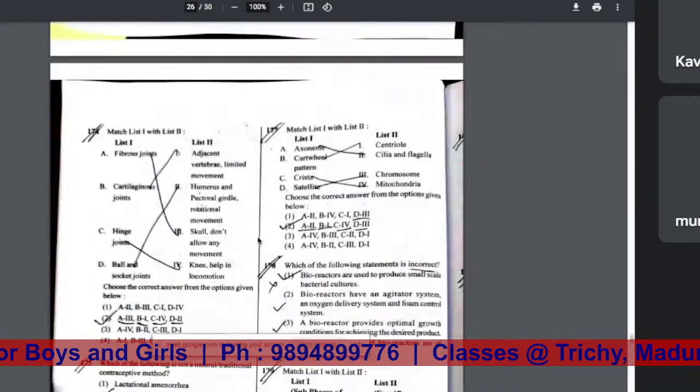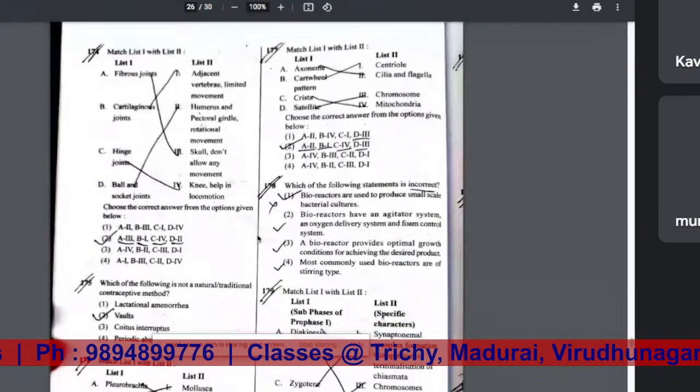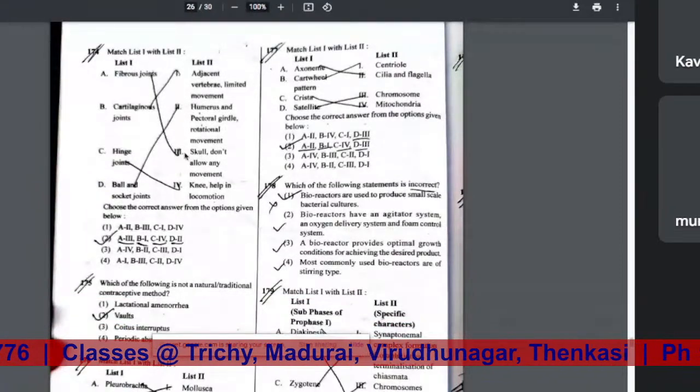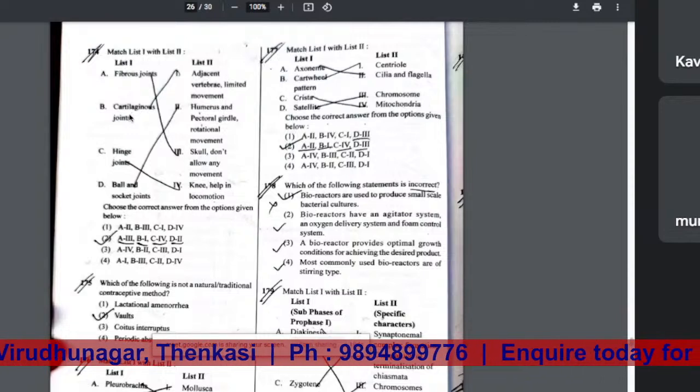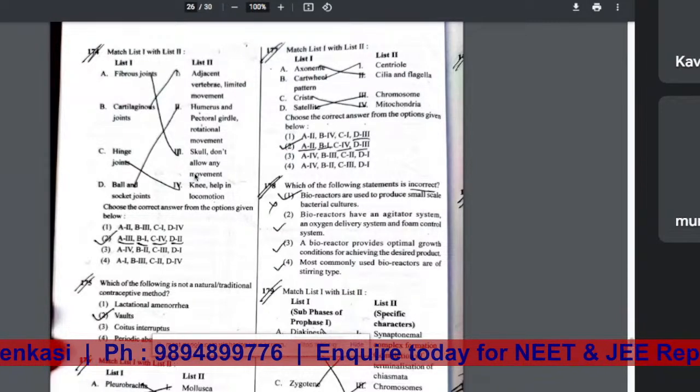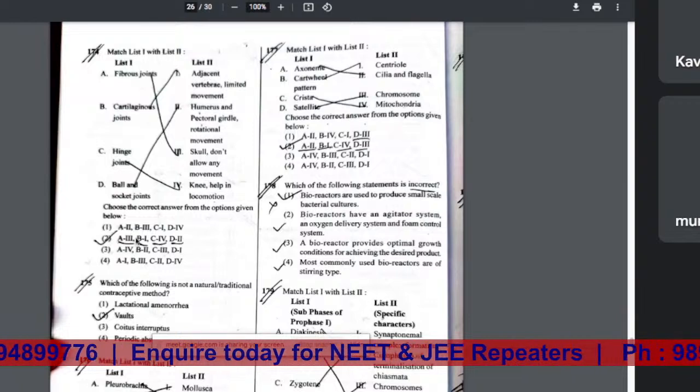Moving on to the 174th question, you should know that fibrous joints are there in the skull and they don't allow any movement. And then again, cartilaginous joint. So A with 3, if you look at the options, you have only one option which is correct.